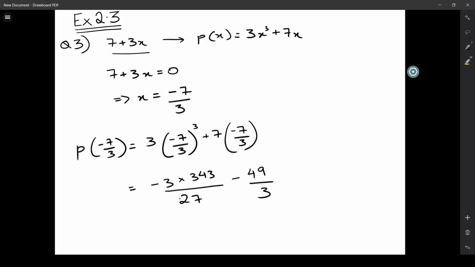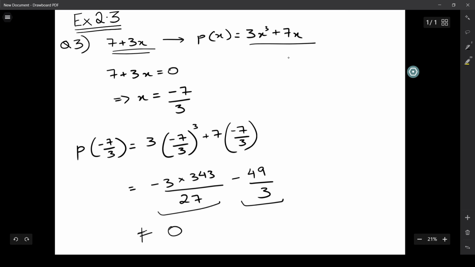To be honest, I don't really need to solve this further. I know that these are two negative terms adding up, and this will never give me a zero solution. It will always be a non-zero solution. And since it's a non-zero solution, we can say for sure that 7 plus 3x is not a factor of 3x cubed plus 7x. And that brings us to the end of exercise 2.3.